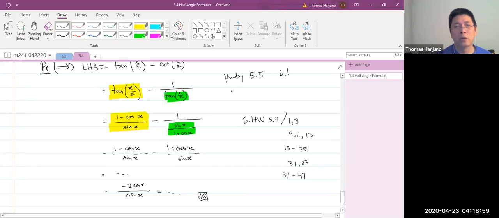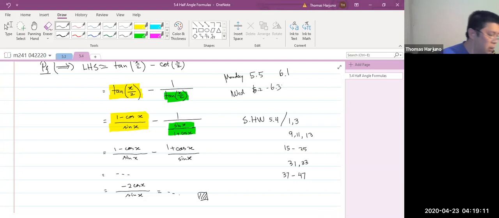And then on Wednesday next week, I will do 6.2 and 6.3. They are actually quite similar. So 6.1, 6.2, 6.3 are actually quite similar.